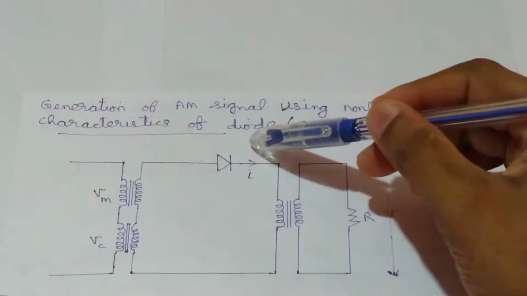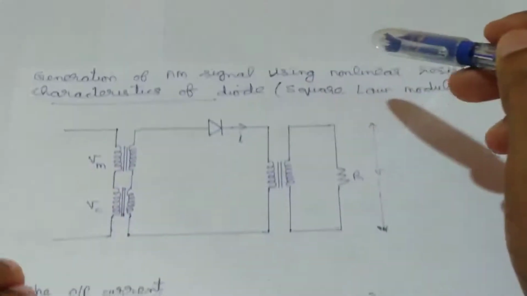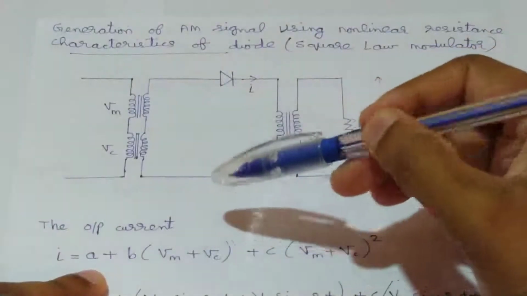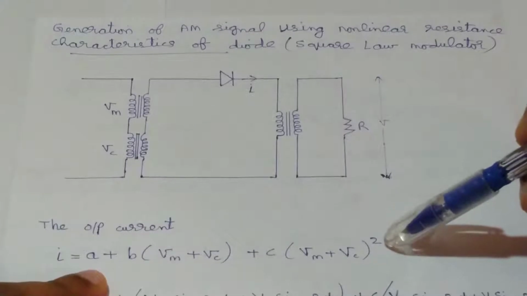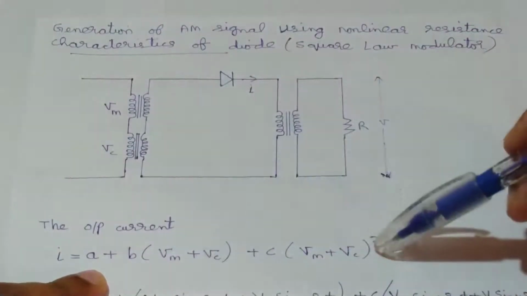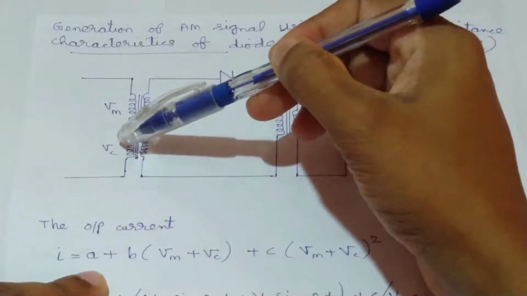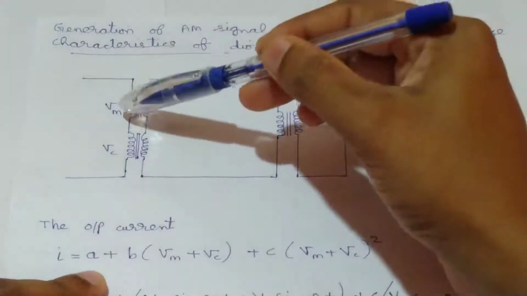Here this diode is biased such that it exhibits the nonlinear resistance property, and under this condition its output current is given by I = A + B(Vm + Vc) + C(Vm + Vc)², because we know under the nonlinear condition the relation between current and voltage is I = A + BV + CV², and here we are applying the modulating voltage Vm and carrier voltage Vc in series to the input of the diode. So our input voltage is Vm + Vc.